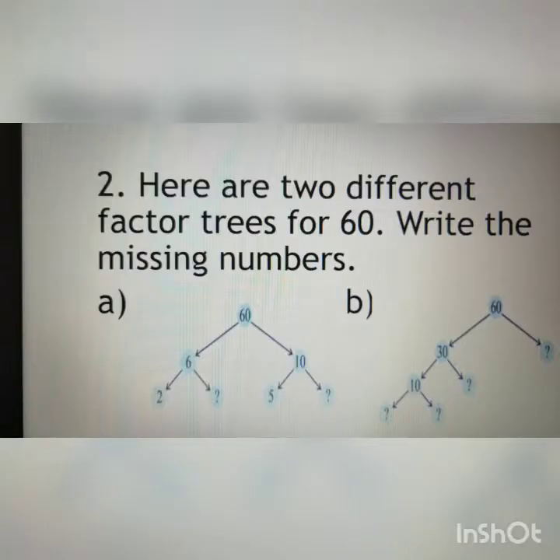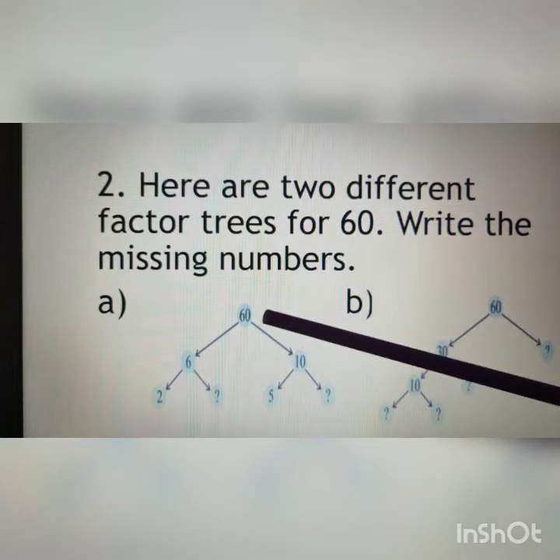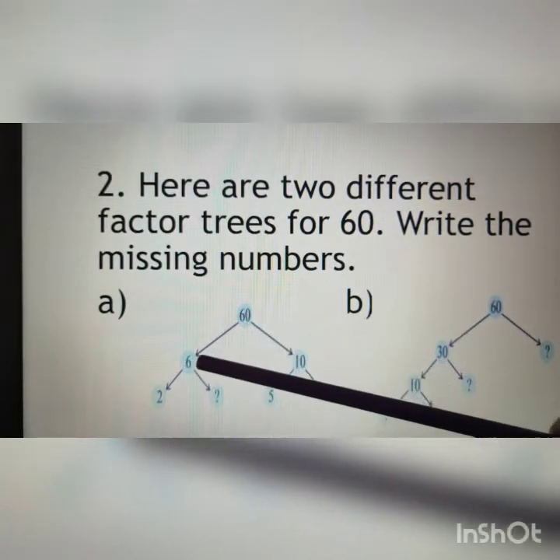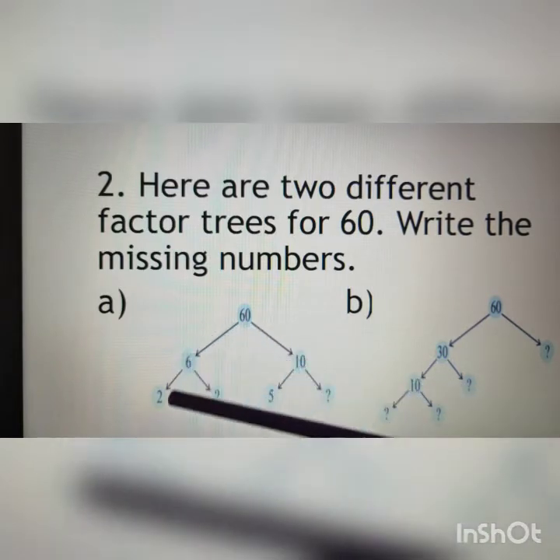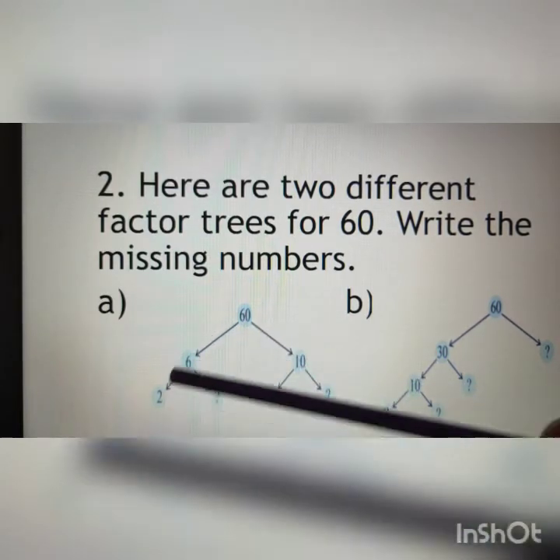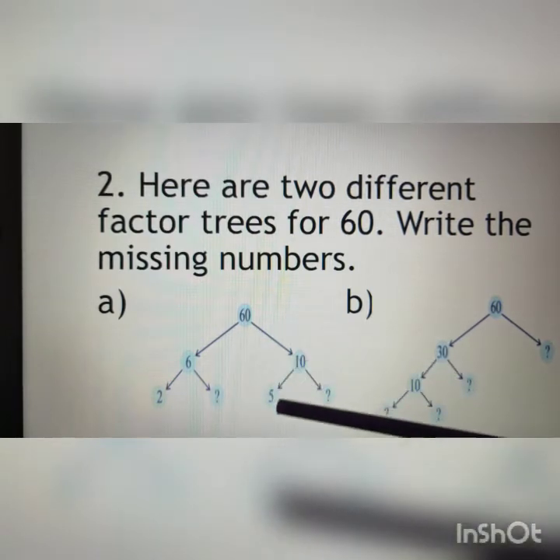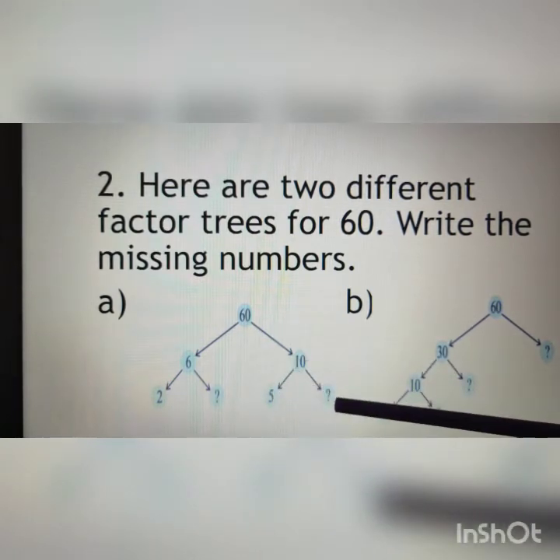Prime factorization can be done by the factor tree method also. In question number 2, a factor tree of the number 60 is given. We have to find the missing numbers on its branches. Question A: 60 is the product of two numbers, 6 and 10. And 6 we know is 2 into 3, so 2 is here, 3 will come here. Similarly, 10 is 5 into 2, 5 is here and 2 will come here.